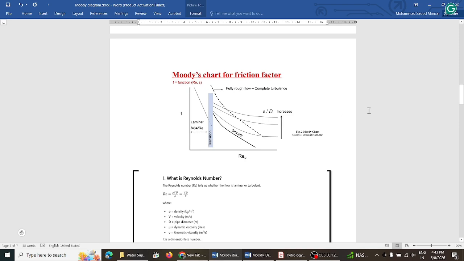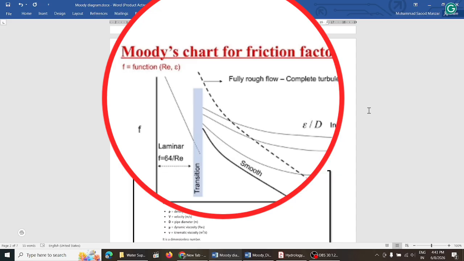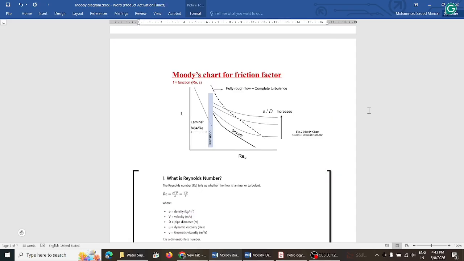And the relative roughness determines the friction factor for turbulent flows, the relationship and how it is used on the chart. For example, if the Reynolds number is greater than 4000, the friction factor depends on both the Reynolds number and the relative roughness. A pipe with a higher relative roughness, that is rougher walls, will experience a higher friction factor at a given Reynolds number.